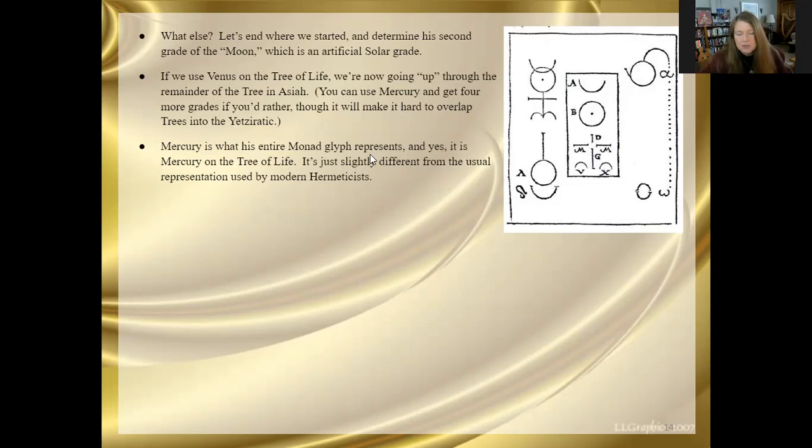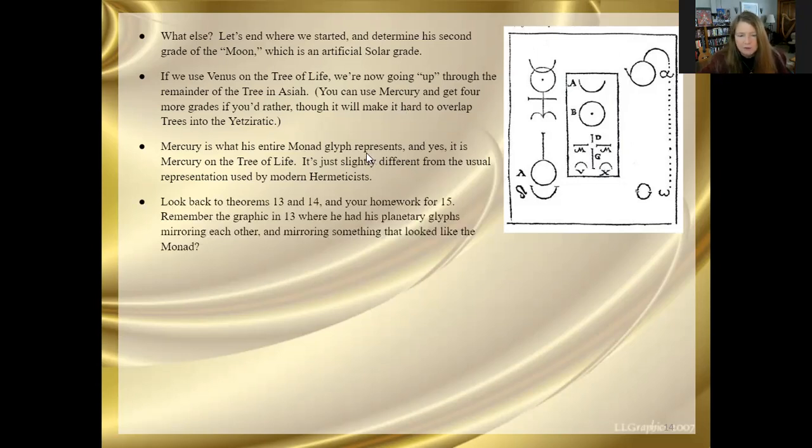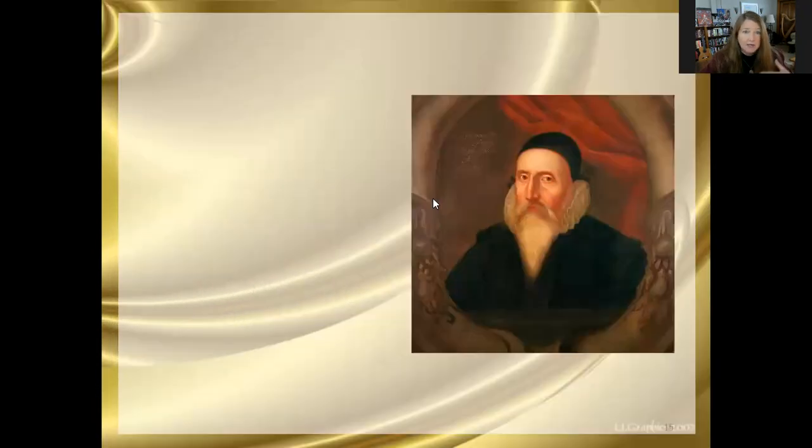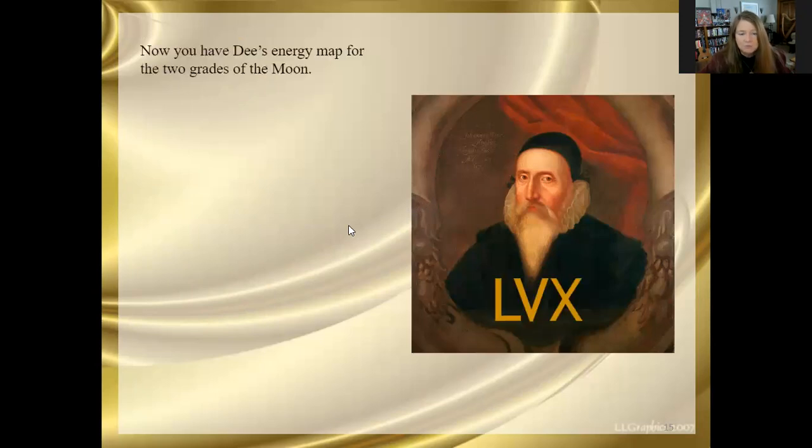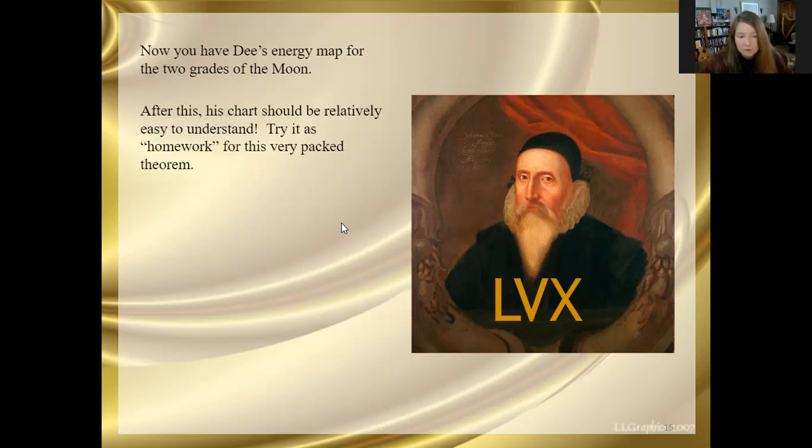And yes, it's Mercury on the tree of life. It's just slightly different from the usual representation used by Hermeticists in that it has those little Aries things at the bottom. So if you want to study this more, go back to Theorems 13 and 14 and the homework that you did for those and for 15. And remember the graphic in 13 where he had all those planetary glyphs. I showed it earlier in this video and how they were mirroring each other and mirroring something that looks like the monad that was in the center. And in fact, rotating around there, you get a circle and you can even get a sphere, the perfect form. Anyway, so now you have Dee's energy map for the 2 grades of the moon.